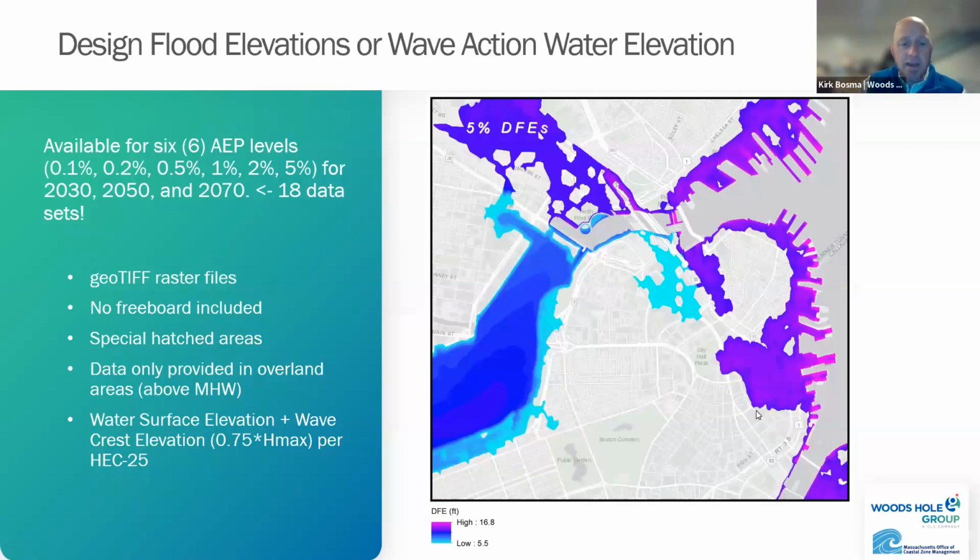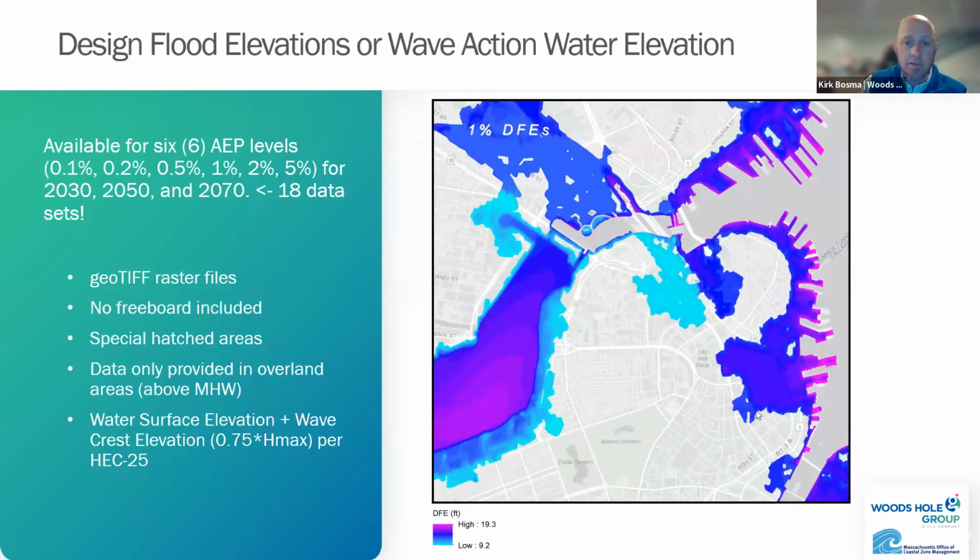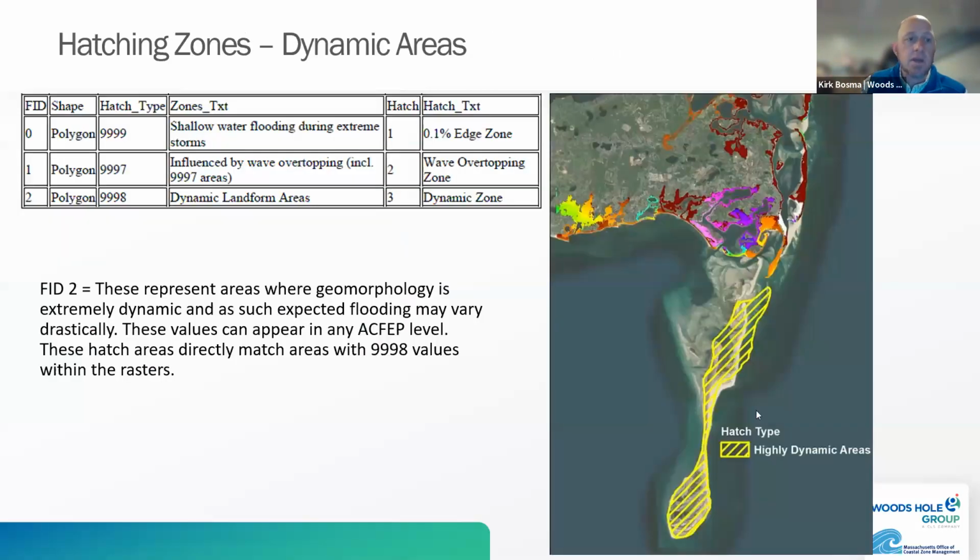And that data is provided in all overland areas, just like the still water. I should mention waves are available in the water as well. So if you want wave information to look at, say, offshore somewhere, you could get that information from level 2 data. Real quickly, hatching zones, just going over that again. If you need a really big detailed look at that, go back to the workshop 2 recording.